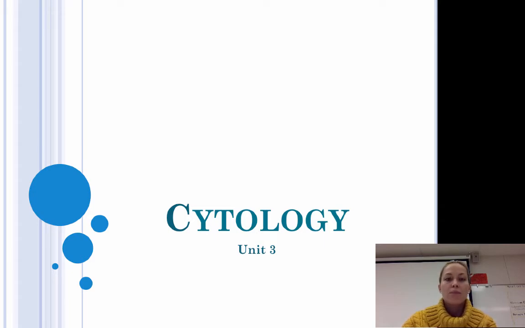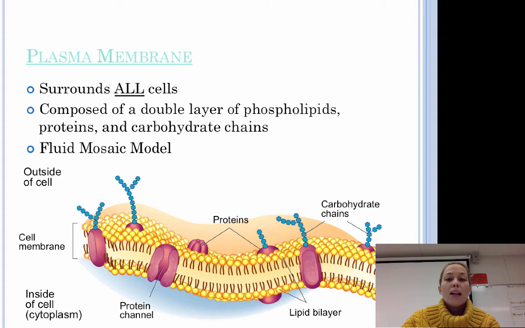So let's get started. Now keep in mind that the plasma membrane surrounds all cells. So the plasma or the cell membrane is something that surrounds all cells. So whether we're talking about prokaryotic cells or eukaryotic cells, plant or animal, all cells have a membrane. This membrane is composed of a bilayer of phospholipids.